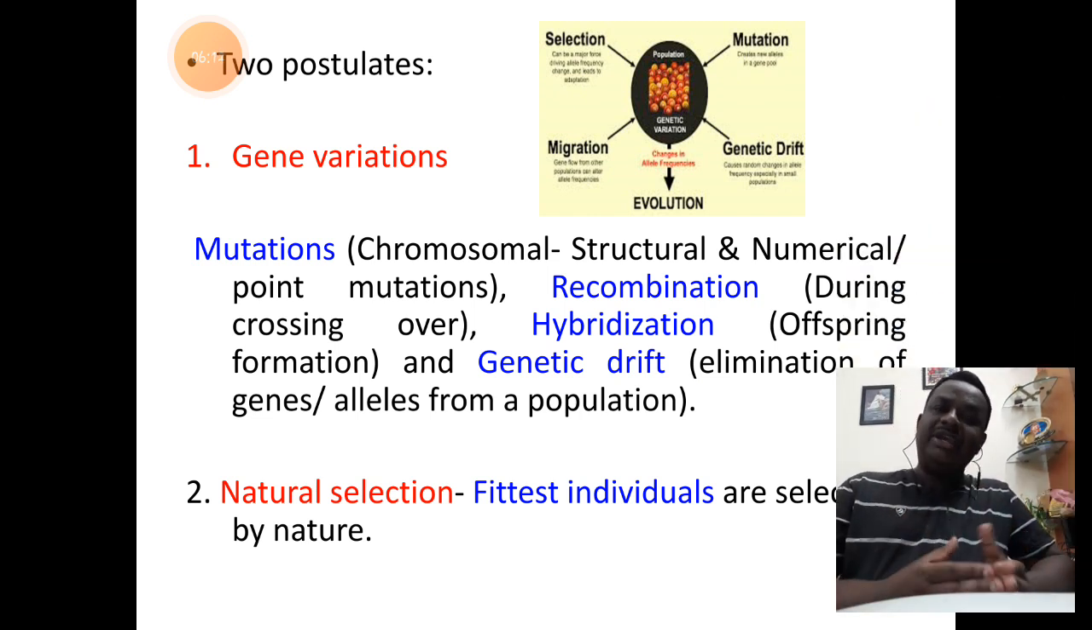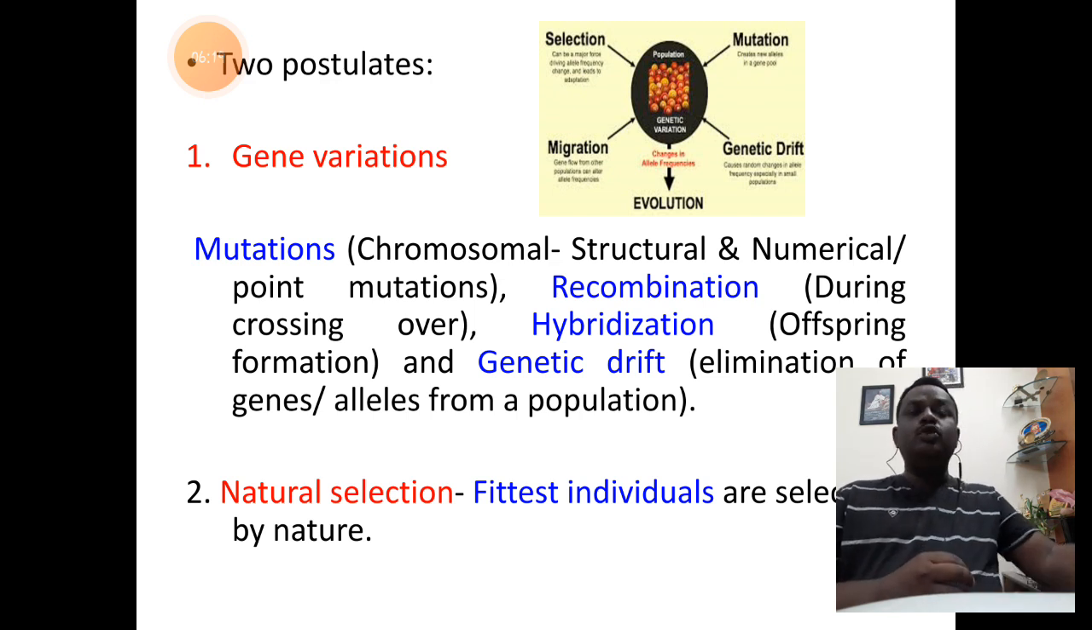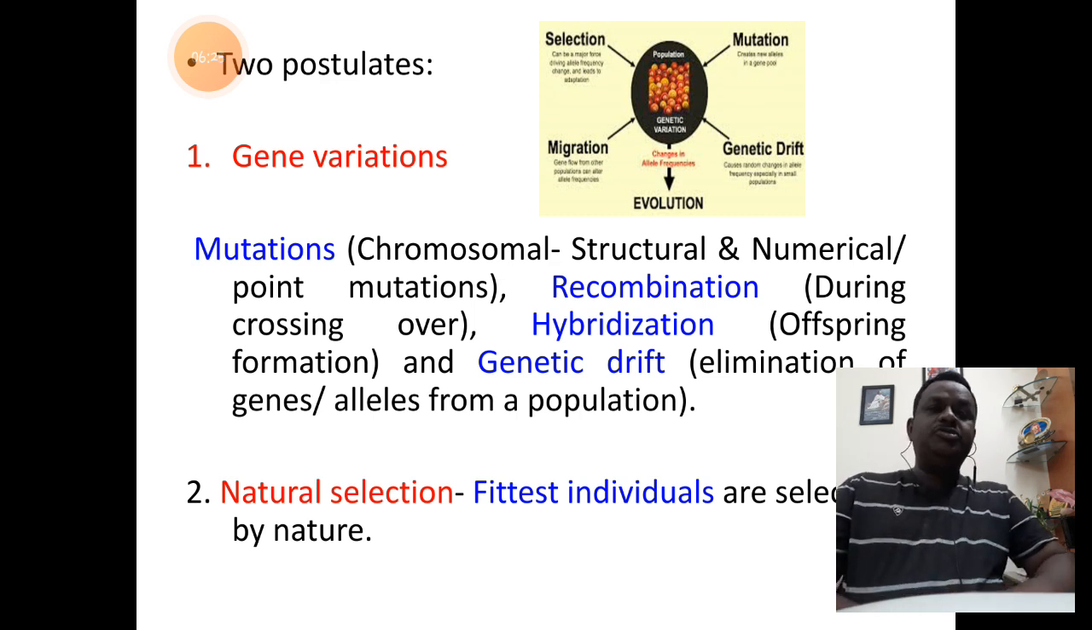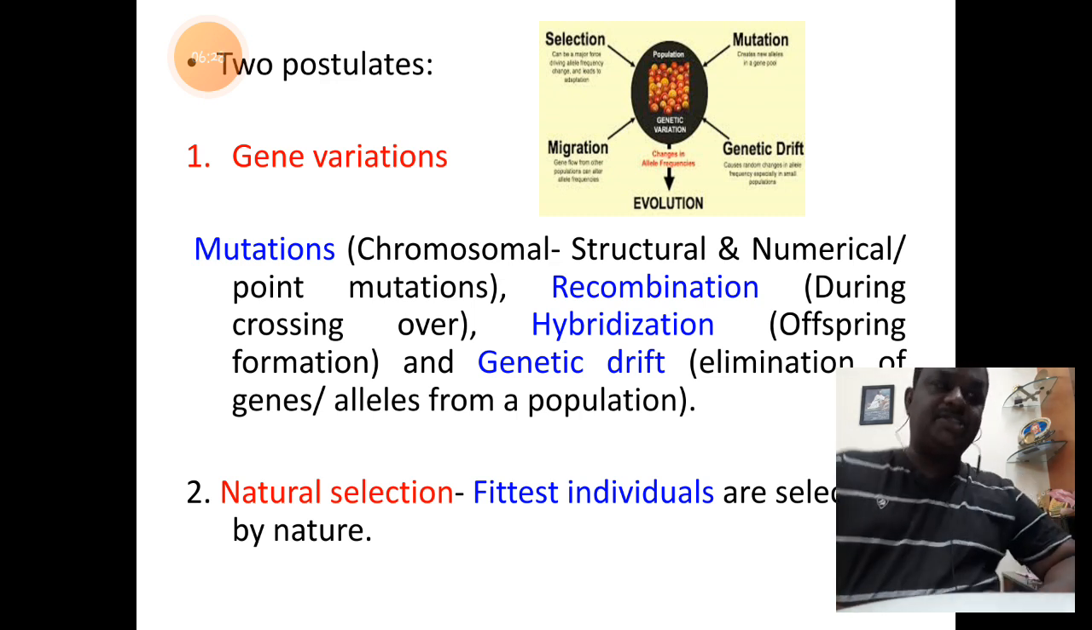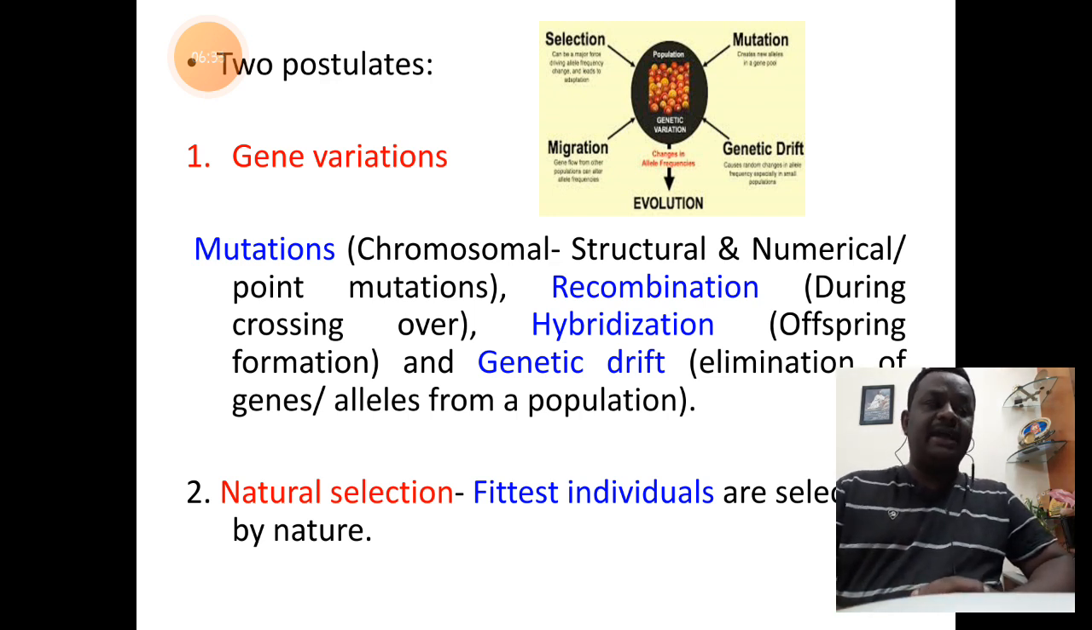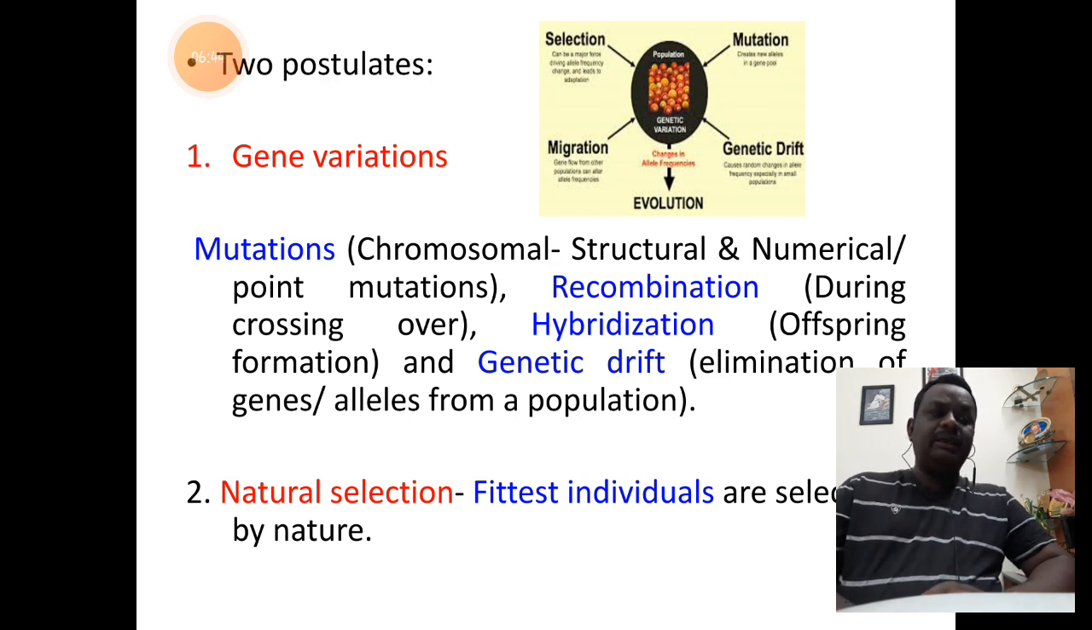The major modern synthetic theory includes two important postulates. Number one, gene variations or genetic variations. In simple terms, it says changes that occur in genes. Number two is natural selection, which otherwise says that the fittest individuals are selected by the natural forces or factors.